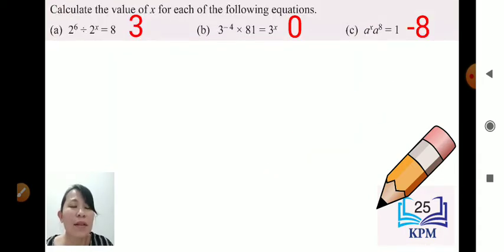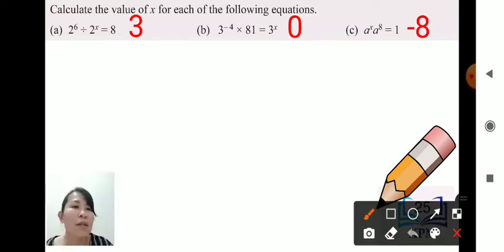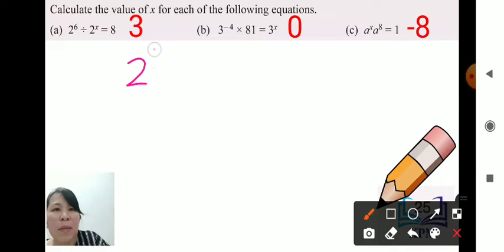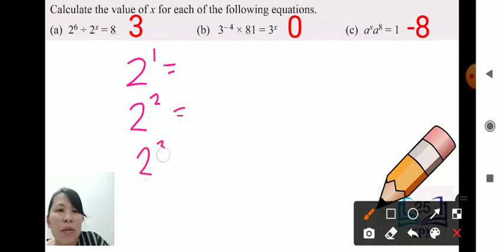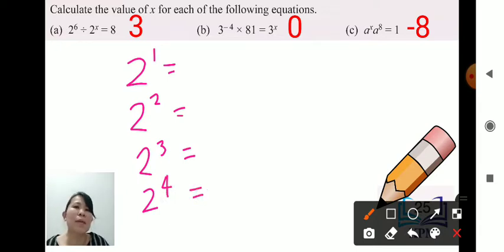Okay, all right. We try the first question. Before we start, it is better for you to remember a few numbers. You can use a calculator, of course, but to solve problems faster, if you can memorize these, then it would be better.